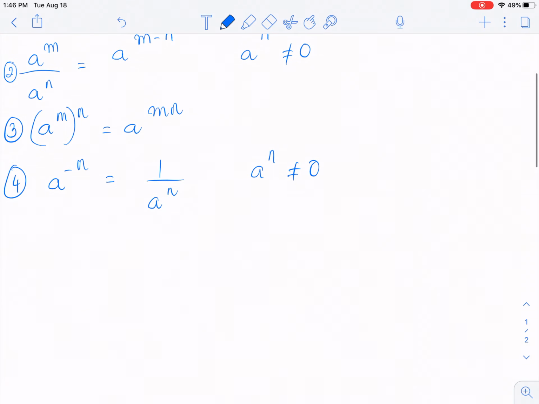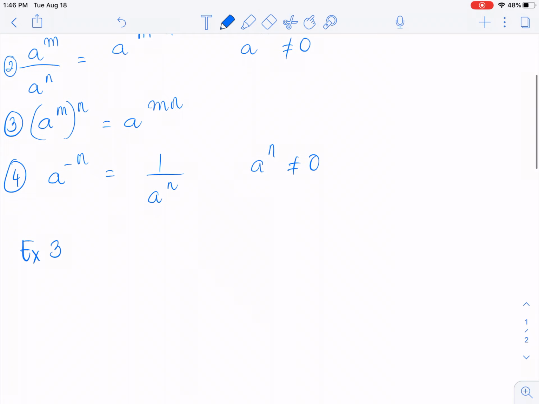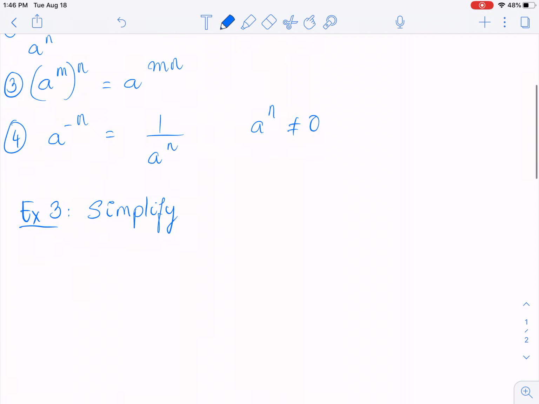All right, moving on to our example, number 3 on the worksheet. We need to simplify 12x to the 8 power, y to the negative 4, z to the 9, over 6x to the negative 3rd power, z to the negative 6th power. I always take care of the number first, so 12 divided by 6 is 2.